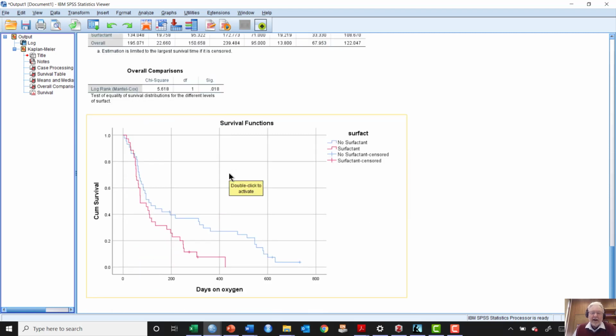And here is a plot. Now, in this plot, we have days on oxygen. We have the cumulative survival. So it starts with everybody on oxygen. And then if you are getting surfactant, that's the red line, your oxygen is required for much less time. So kids that don't get surfactant have to rely on oxygen for a lot longer.